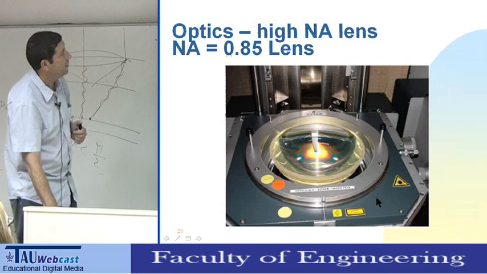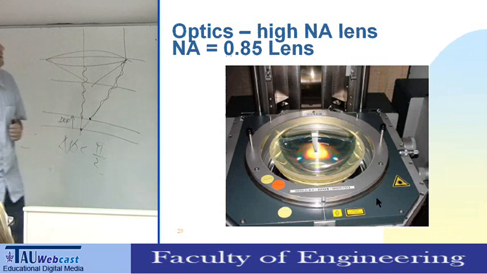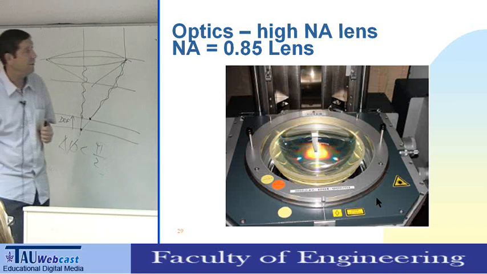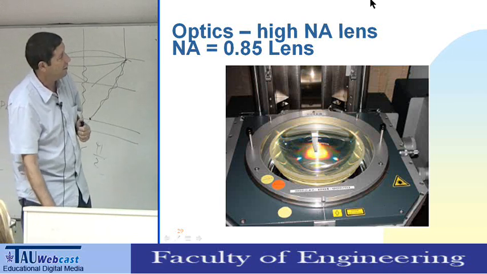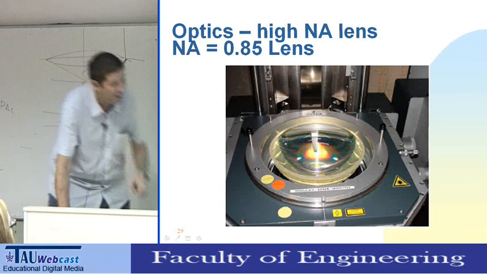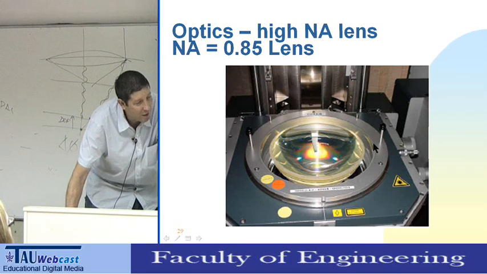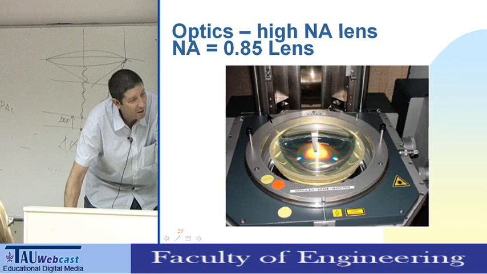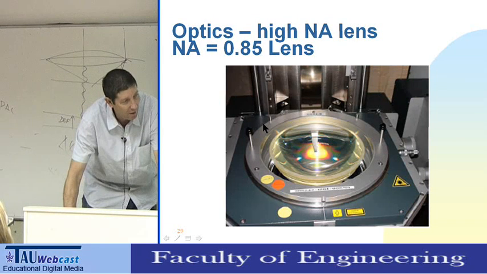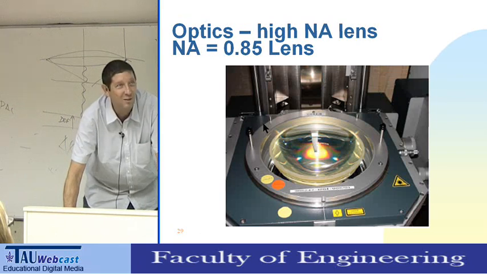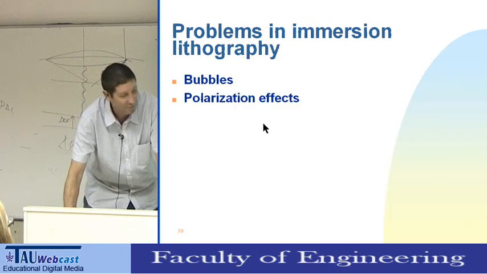This is actually the image of the lens. This is a high numerical aperture lens. It's a pretty big lens. I don't have a scale here, but it's pretty big. This is how it actually looks, a lens with a 0.85 numerical aperture. I don't know exactly the cost of it, but it's not cheap.